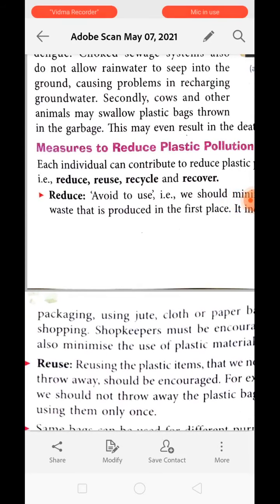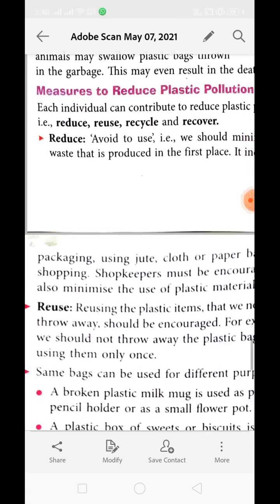If we avoid using plastic bags, and instead of plastic bags we use cloth bags or jute bags, it will reduce the production of waste. Understood? We should also encourage shopkeepers to provide customers with paper bags. It will minimize the use of plastic, so it will also reduce the generation of plastic pollution.